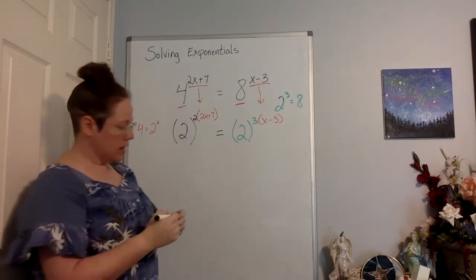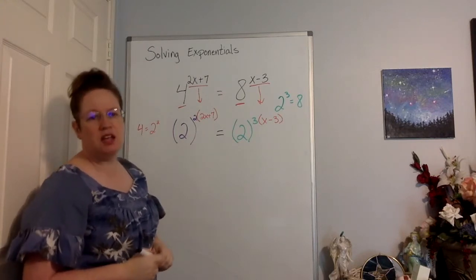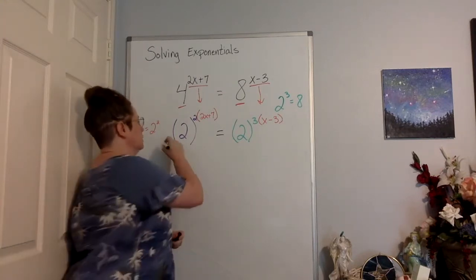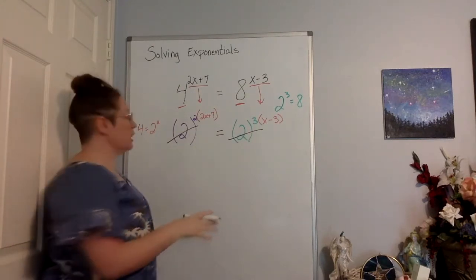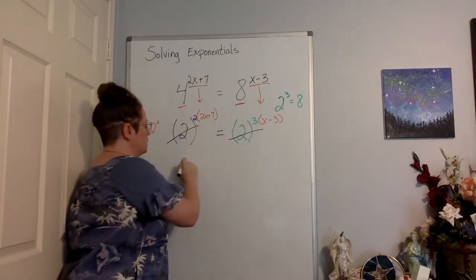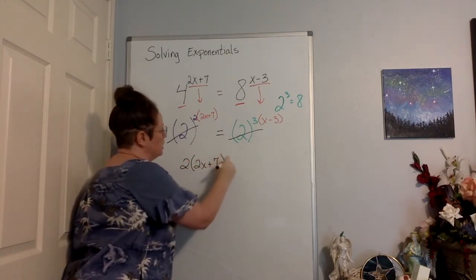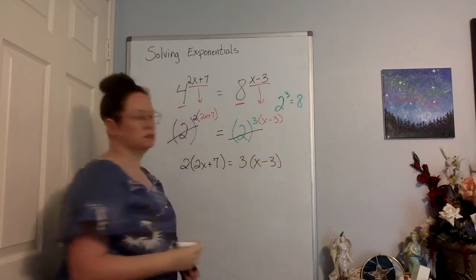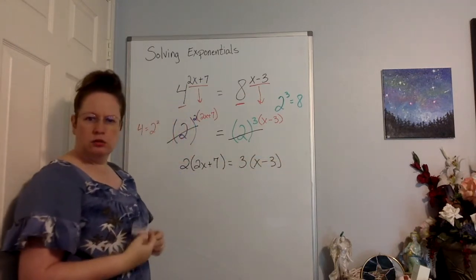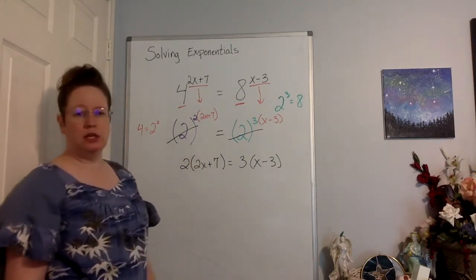Now notice, what did that do? See these bases? They're the same. You know what that means? I can cross them out. They essentially cancel out, and now I'm just left with the exponents. So I have 2 times (2x plus 7) equals 3 times (x minus 3). Isn't that cool? We basically got rid of the exponential. Now we have a plain old linear equation to solve.